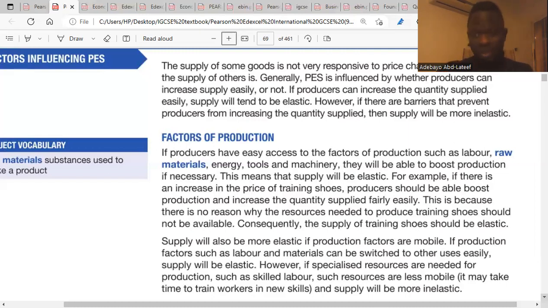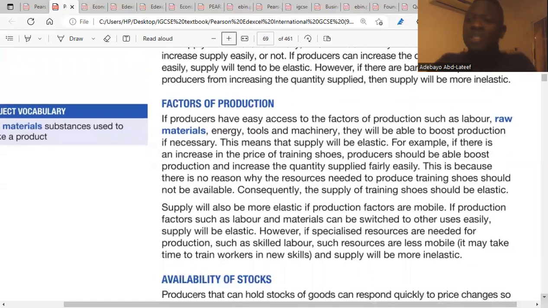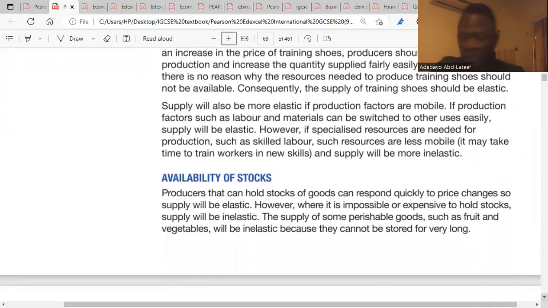Do you understand what factors of production are? Factors of production are the resources that help in the production of goods and services. So if firms and producers have access to the resources they need for a product whose price has increased in the market, the PES for such products will be elastic. But if they don't have access to the factors of production needed to produce such products, the supply for that product will be inelastic. Is it clear?